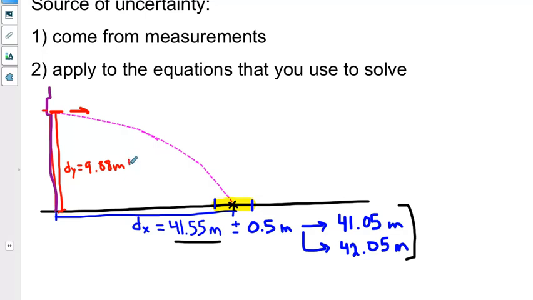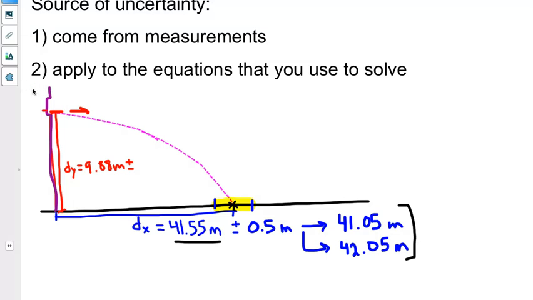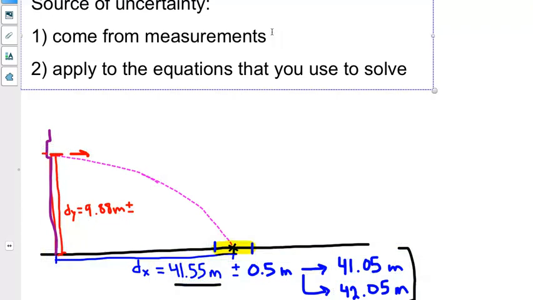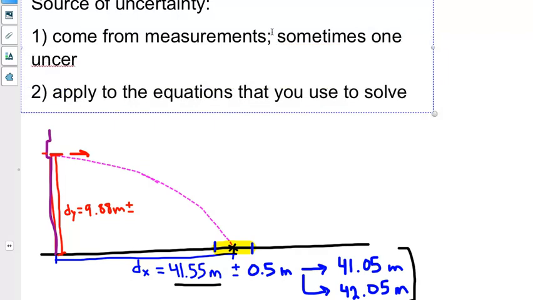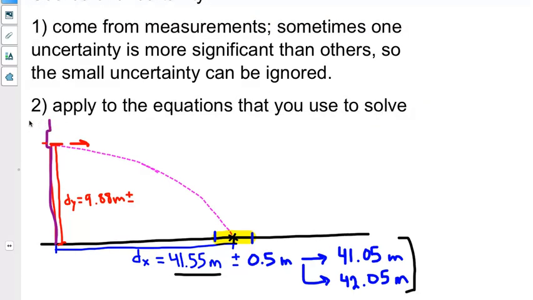But we realized, and this is a good realization, I'll put a little comment up here to qualify this, that it comes from measurements. Let me move this all down a little bit. It comes from measurements, and then you can put a semicolon. Sometimes one uncertainty is more significant than others. So the small uncertainty or uncertainties can be ignored. That's actually a really good thing.